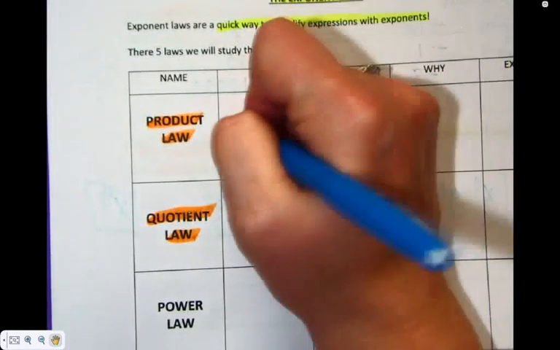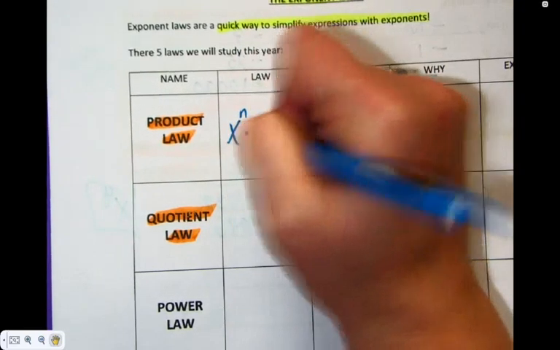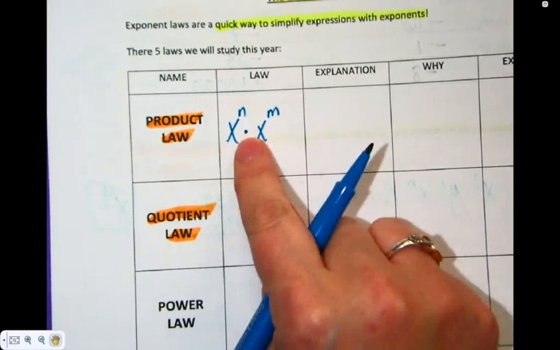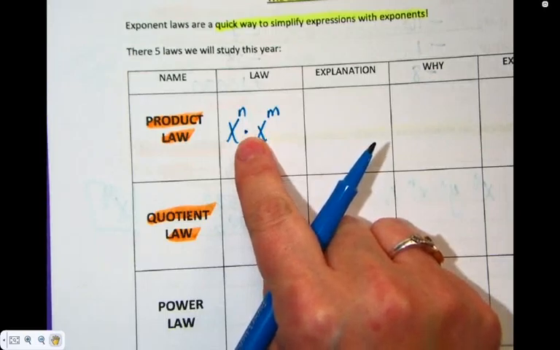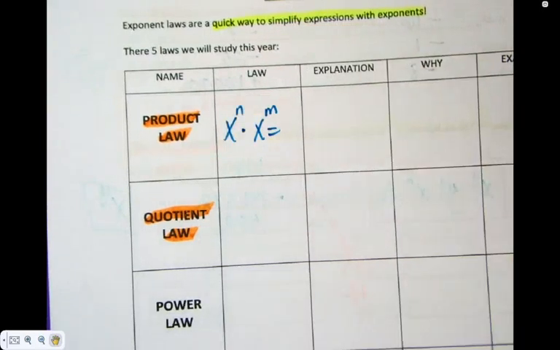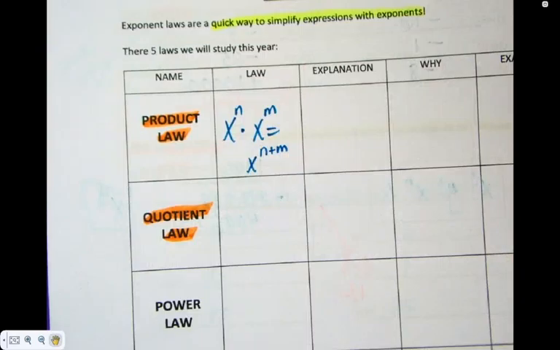Here's what product law says. It says if you have x to the n, and you're multiplying it by x to the m, x to the n times x to the m. Let's just pause there. What is this little dot that I just threw in there? Why aren't I using an x for multiplication? It's confusing because we've got x's as a base and x's as multiplication. So just know we use the dot in the same way. What do we do with the exponents when we're multiplying? We add them. So this equals x to the n plus m. That is called product law. Product means multiply. x to the n times x to the m equals x to the n plus m.